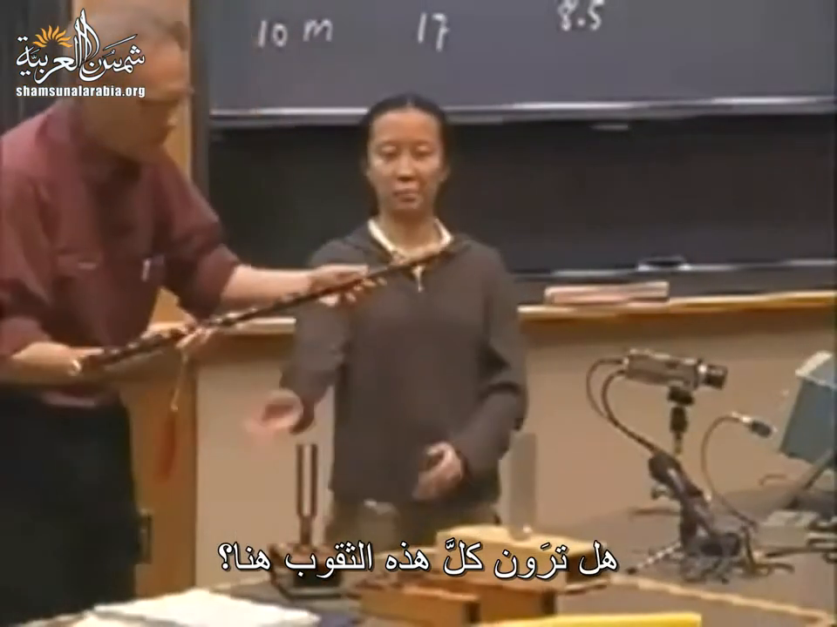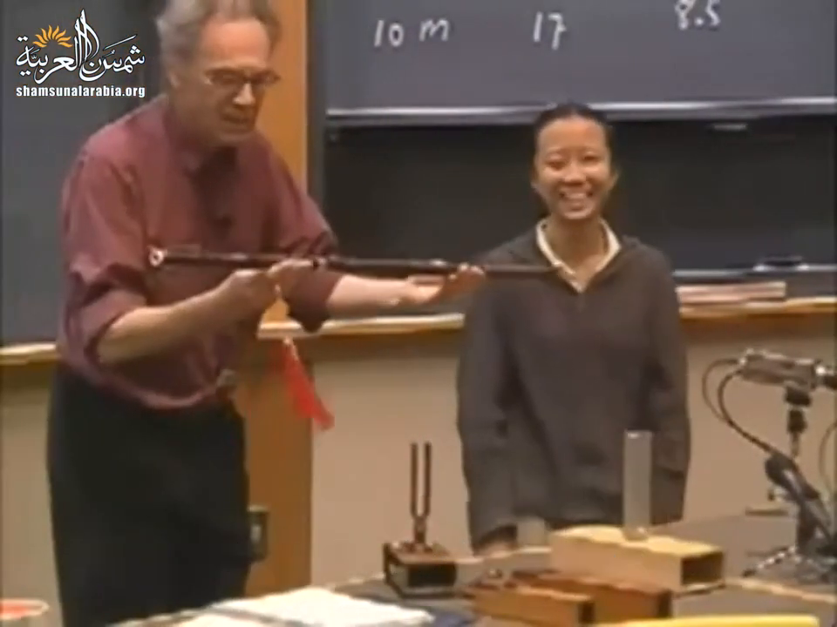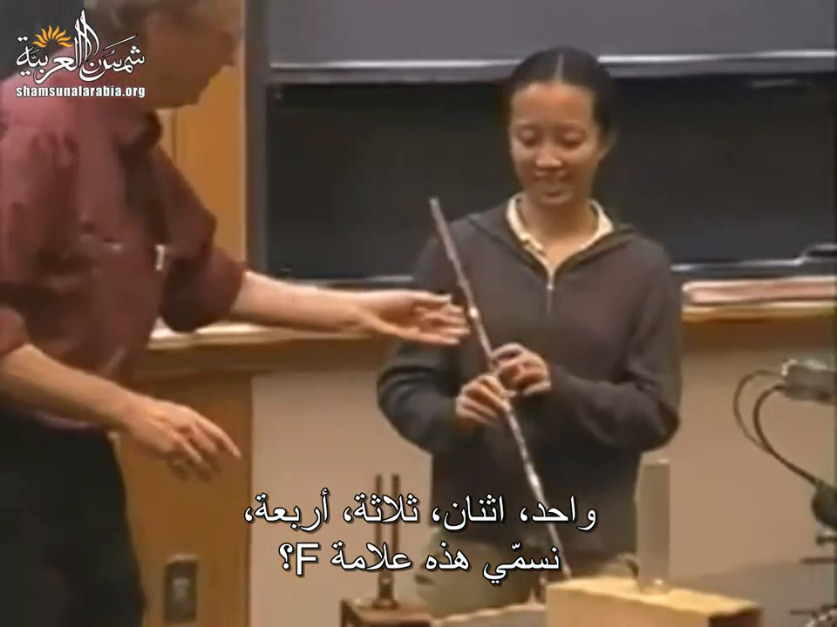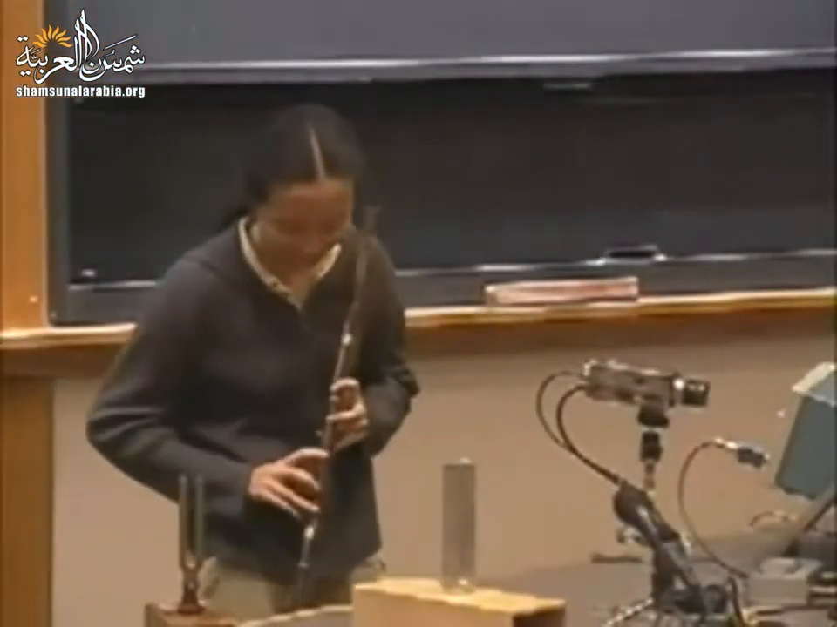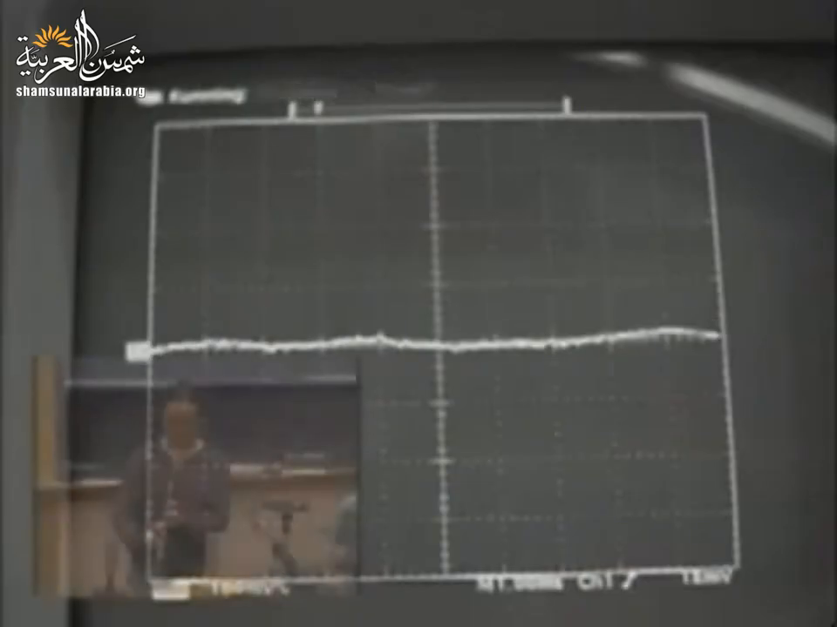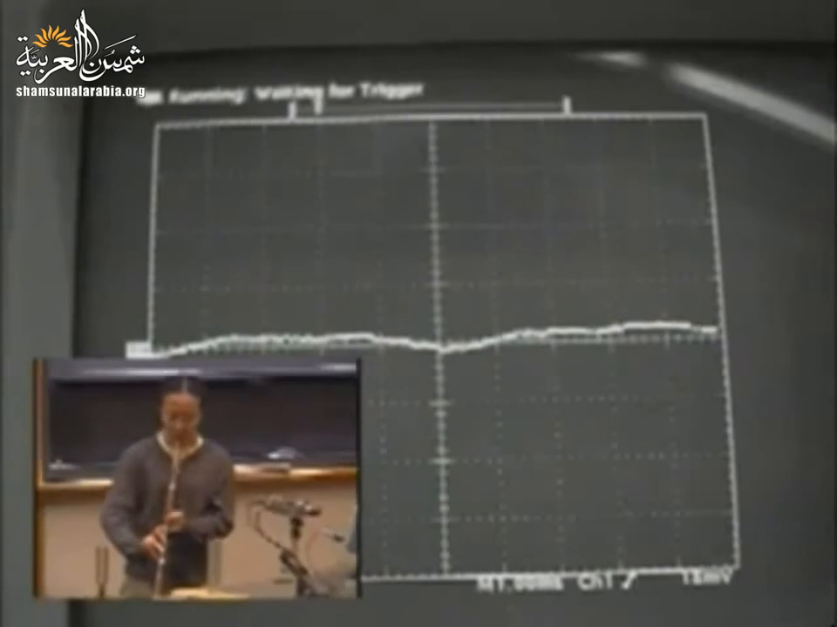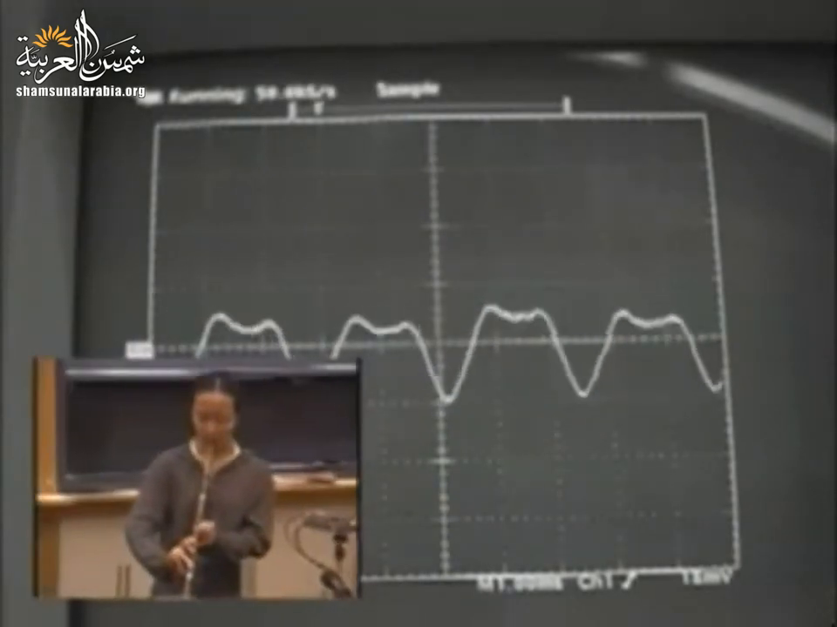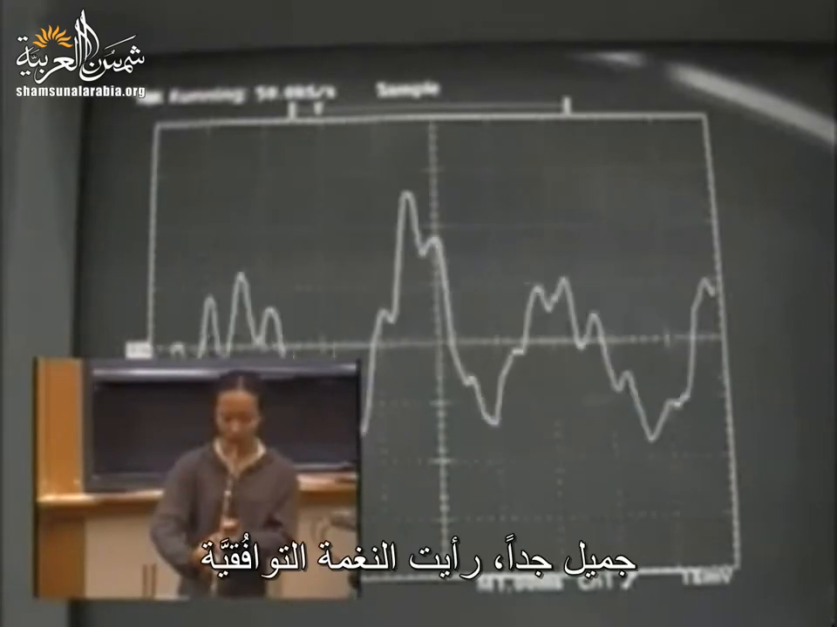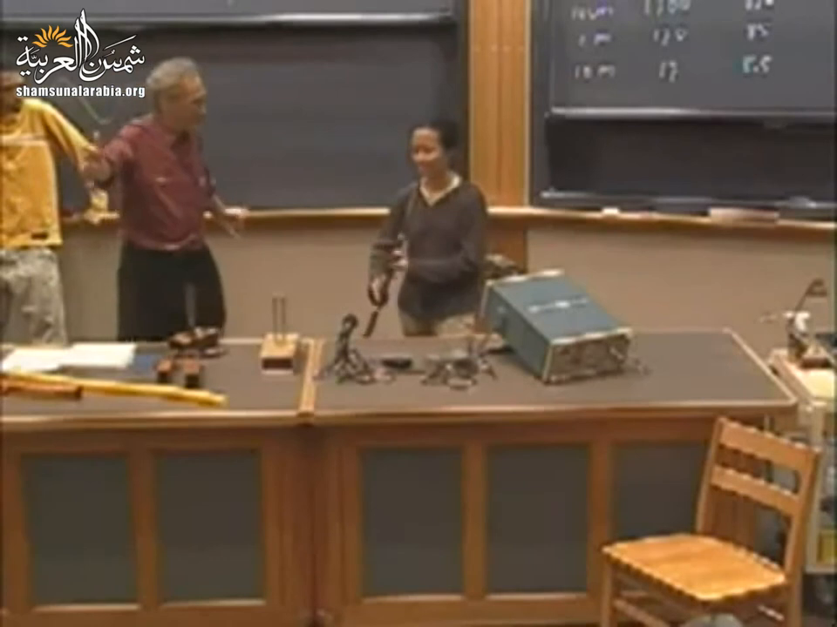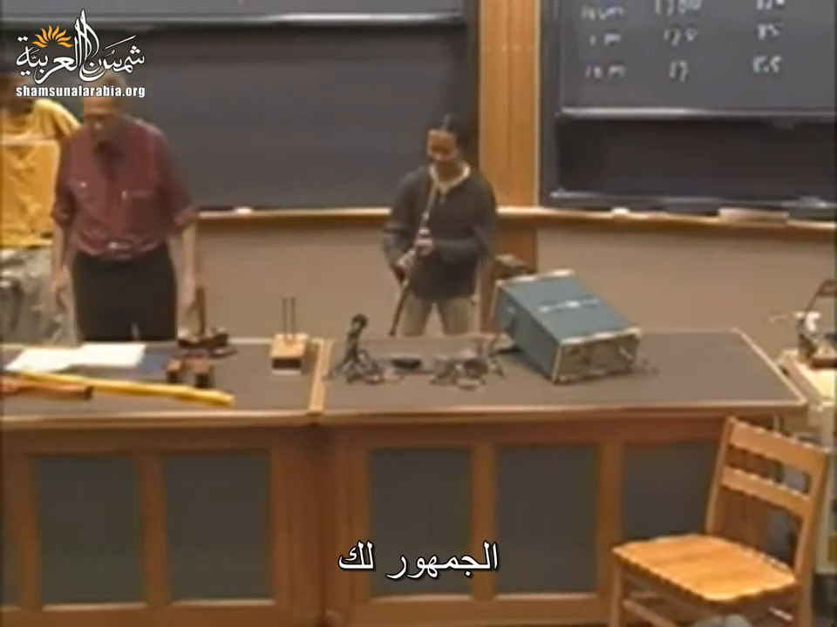By the way, you see all these holes in here? 1, 2, 3, 4, yeah. It even says F there. Very nice. I do see overtones. The audience is yours.